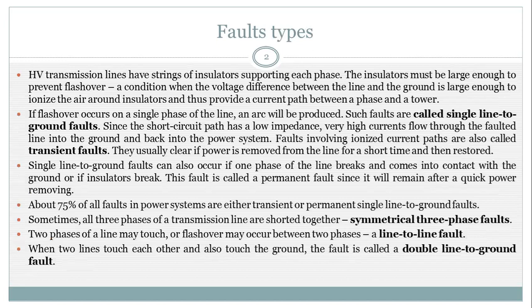In our transmission lines or high voltage lines, about 75% of all faults in power systems are either transient or permanent single line to ground faults. So the most common fault in a transmission line is the single line to ground fault. It means one line is short circuited to ground. That is the most common fault. But the most severe fault is the three phase symmetrical short circuit fault. When three phases go to short circuit, there is more current, so this is actually the more severe fault.